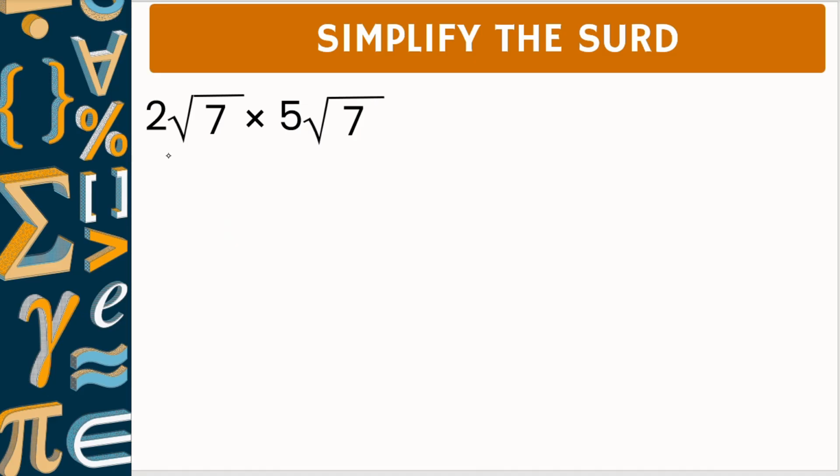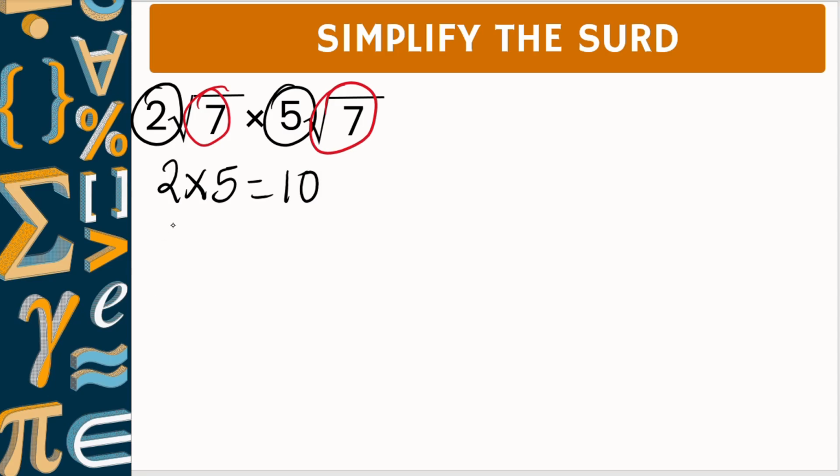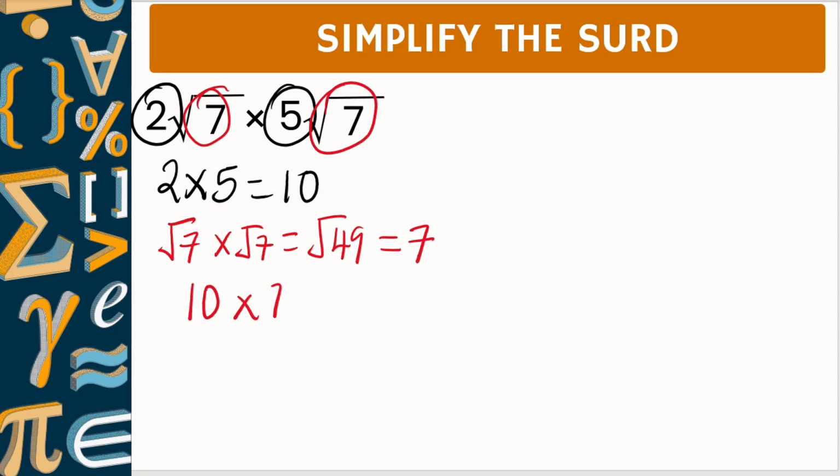Now the next question we have here, 2 root 7 times 5 root 7. We'll multiply the whole numbers, and that is 2 times 5 equal 10. And then the next thing is we'll multiply the surds, which is root 7 times root 7, which is equal to root 49. And root 49 is equal to 7. Therefore, our final answer will now be 10 times 7, which is equal to 70.